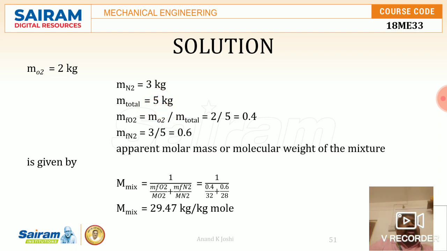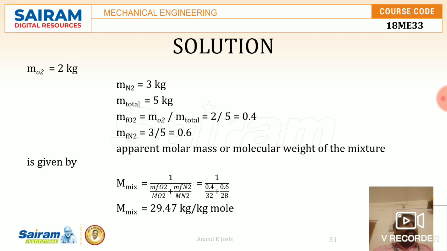Now I want to calculate the mass fraction of the O2. What is the mass fraction of the O2? That is the mass of the individual constituent to the mass of the total mixture. The mass of the individual constituent is 2 kg of oxygen, and the total mixture is 5. So 2 by 5 is 0.4.